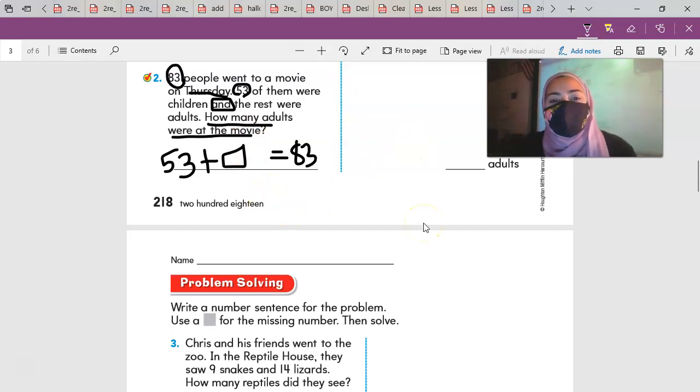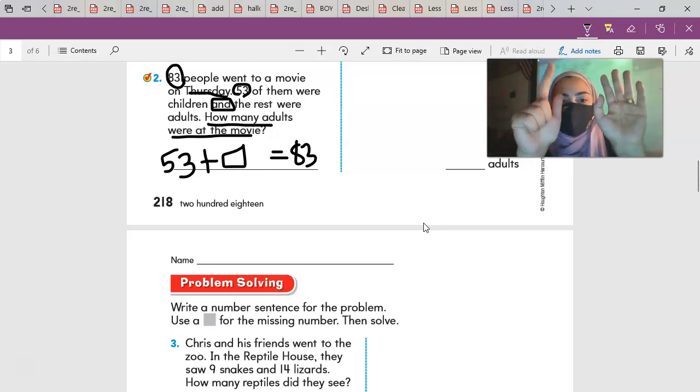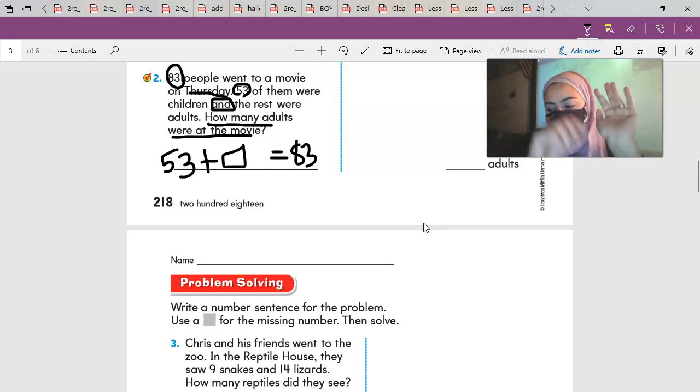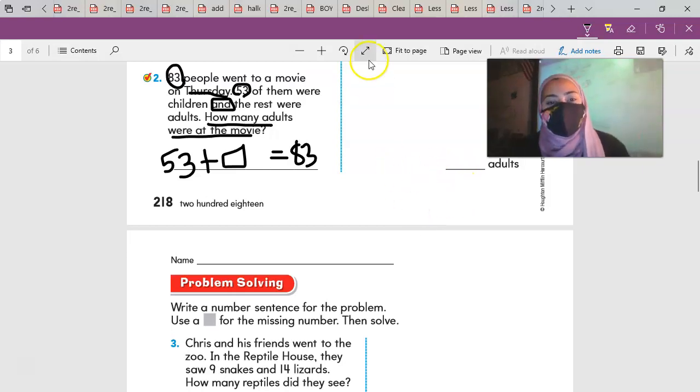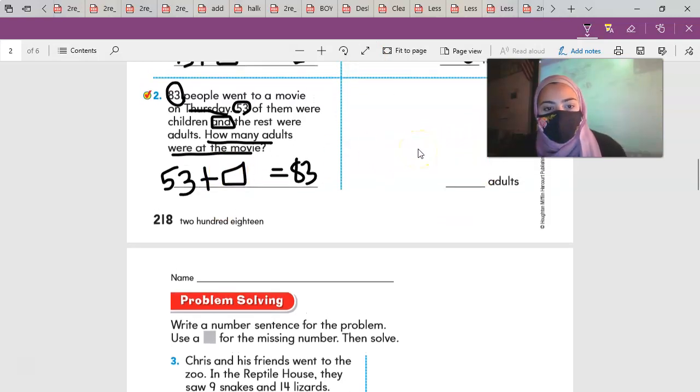So 53 plus what is 83? Let's count up. 53, 54, 55, 56, 57, 58, 59, 60, 61, 62, 63, 64, 65, 66, 67, 68, 69, 70, 71, 72, 73, 74, 75, 76, 77, 78, 79, 80, 81, 82, 83. Plus what? 30. Good job. We counted to 10 3 times. That's 30.